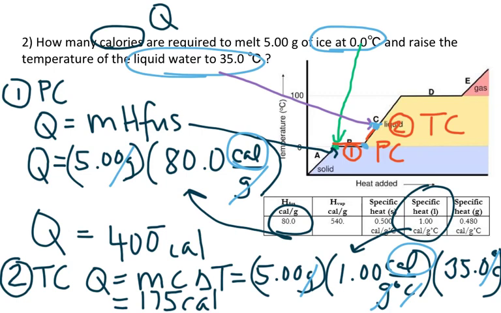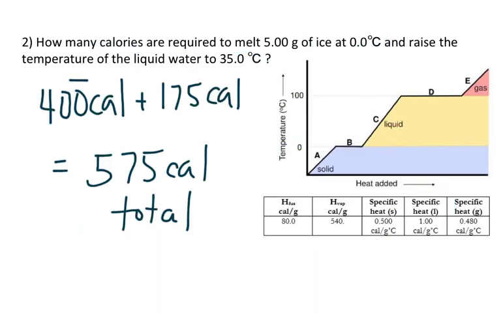So if we do the math, that works out to 175 calories total. So to complete the calculation, then we have to add those two steps together. It was 400 calories required for the phase change and 175 calories required for the temperature change. So total 575 calories.